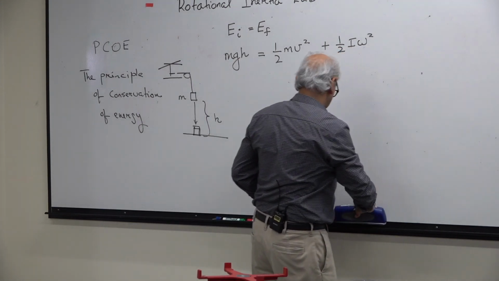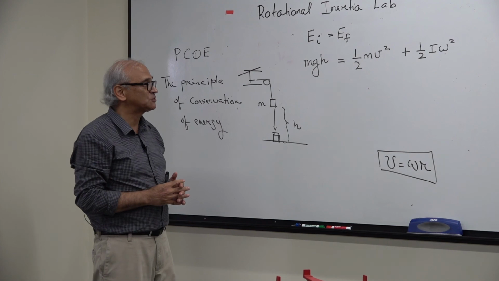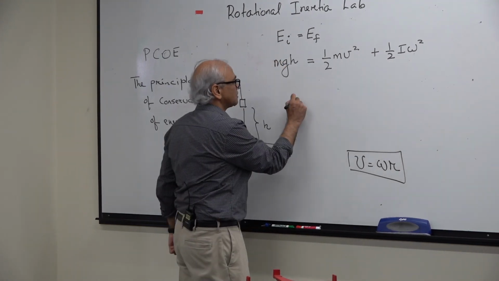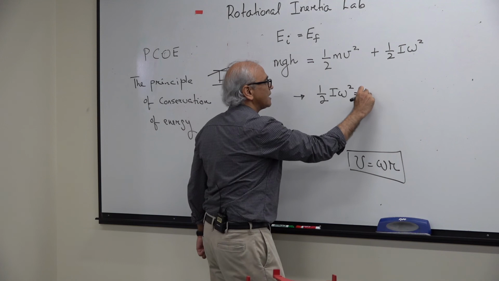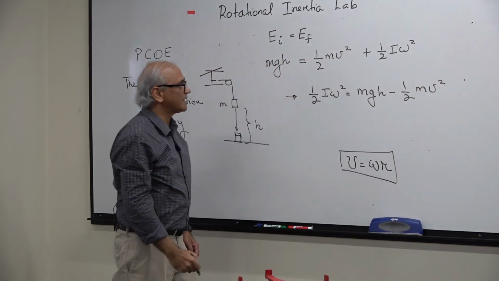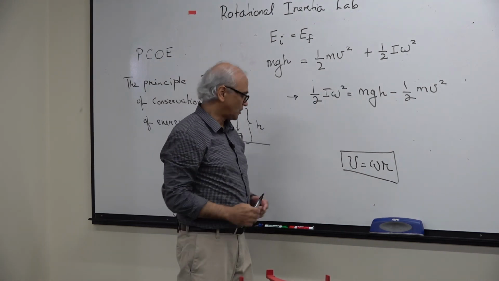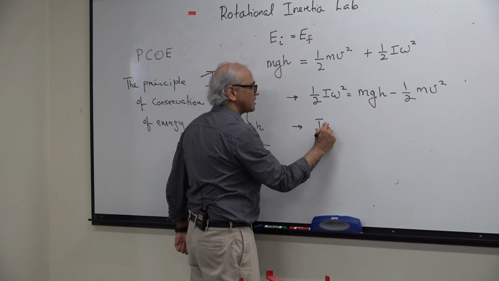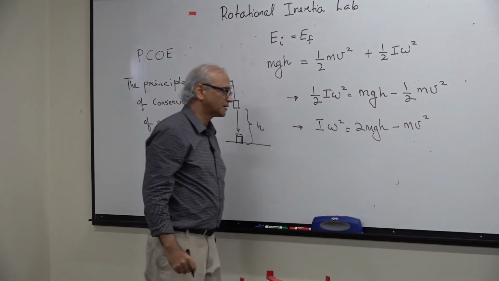Now, let's think about how we can do this. First of all, the way you solve any equation is to isolate what you're looking for first, which is I, right? So what I can do is say half I omega square equals mgh minus half mv square. Because I want that guy right here, I take it to the left-hand side and then switch sides. So I got that. Very good. I am after I, remember this. So that brings me I omega square equals 2mgh minus mv square, right?